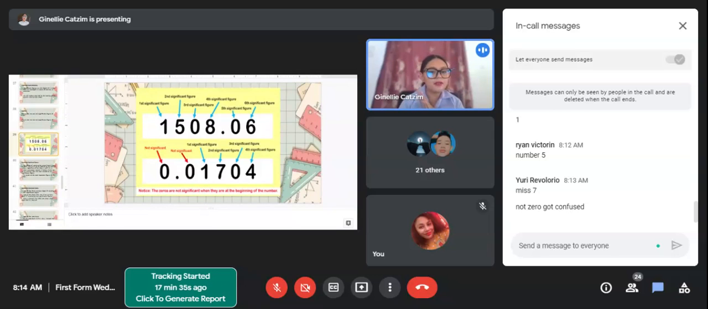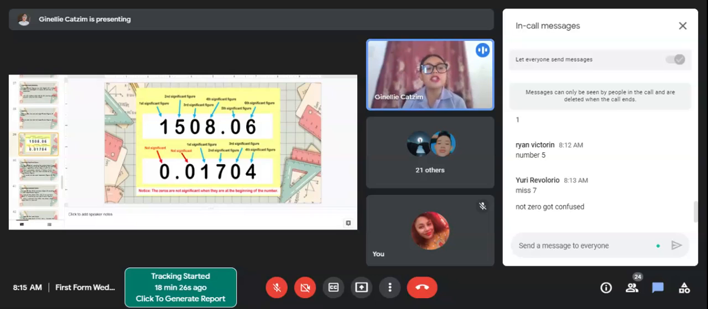The zeros are not significant when they are at the beginning of the number. So in 0.01704, the zeros way at the beginning are not significant, but the zeros in between, like we have in the first example, 1508, the 0 there is significant, and the 0 after the decimal place is also significant, right? Because it's in between. If it is at the beginning, it is not a significant figure. So in 0.01704, we start counting our significant figures at the non-zero digit, which is 1. So we start counting from there.